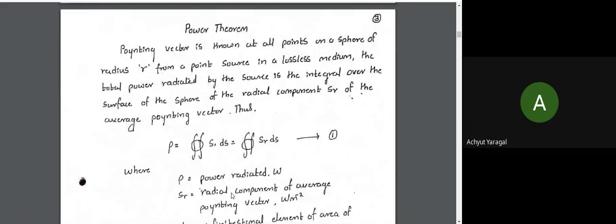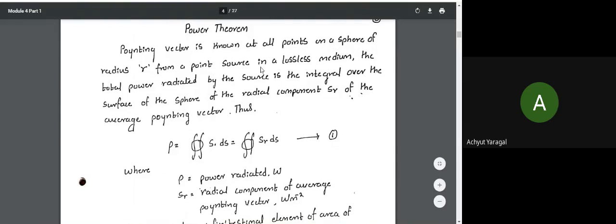Now let us understand the power theorem, which is very important again. Poynting theorem, this is the definition which we have here. Poynting vector is the thing, as I told you a few minutes before, which describes the magnitude and direction of the flow of energy in an electromagnetic wave. It describes the direction with magnitude. So the Poynting vector means we know the direction and magnitude of the energy at all points on a sphere of radius r from a point source in a lossless medium.